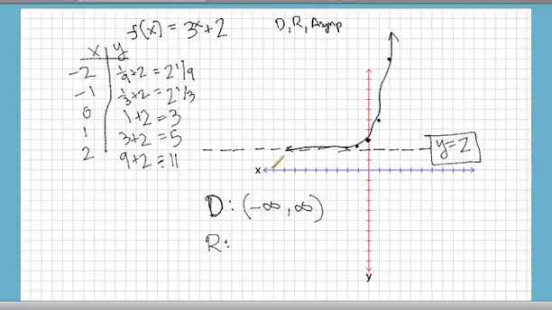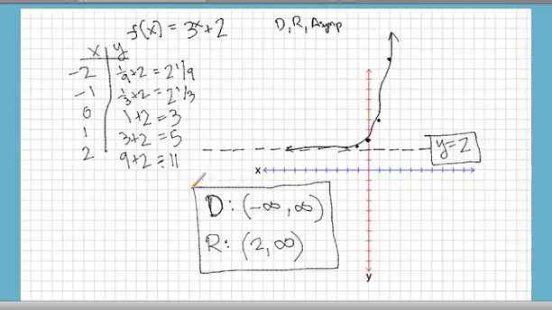Okay, and then the range here is, we can't plug in any y values here because the graph doesn't go through here. It starts at about 2, okay, and it goes to infinity, the y values. So it starts at 2 and goes to infinity. And it does not include 2. That's why there's a parentheses there around the 2, versus a bracket would be there if it included 2.